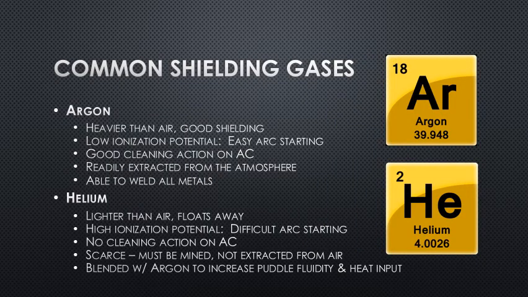Now let's talk shielding gases for TIG welding. Argon is the most common shielding gas used. It's heavier than air, so it provides a good blanket of shielding that resists cross drafts. It's got low ionization potential, which means at a low voltage, it starts to conduct electricity, which makes arc starting very consistent and very easy. It also provides good cleaning action on aluminum and is readily extracted from the atmosphere using the air separation process.